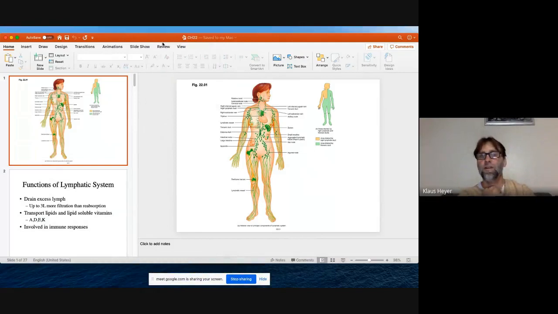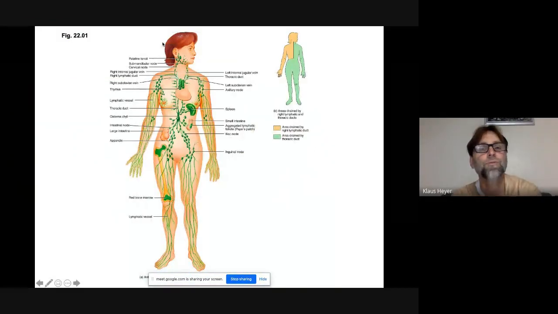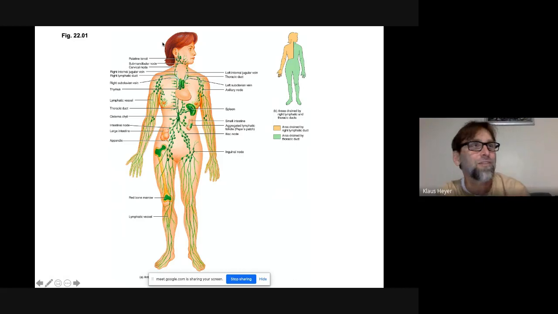This is actually two chapters, I feel like, and a lot of books put it into one: lymphatic system. But really, I think it's two, lymphatic system and immunity. I feel like there's a lymphatic system and then there's an immune system. But anyway, your book put it as one. This is the lymphatic system.